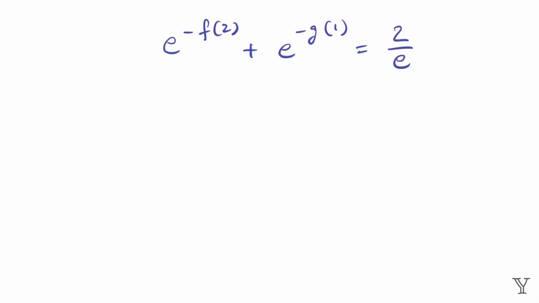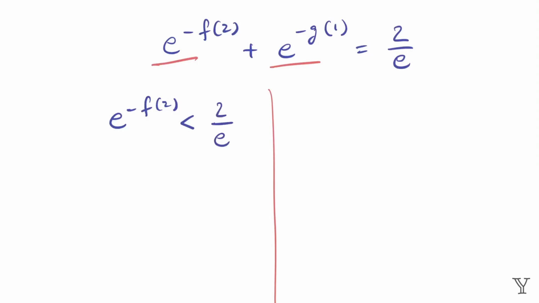The important thing to notice here is that e to the power minus f of 2 and e to the power minus g of 1 are both exponential functions, and therefore they're always positive. So you have two positive numbers on the left hand side and one positive number on the right hand side. This means that if you remove one of the positive numbers from the left hand side, then the left hand side is going to be less than the right hand side. So let's write down both the inequalities. The first one by removing e to the minus g of 1 from the left hand side, and the second one by removing e to the minus f of 2 from the left hand side.